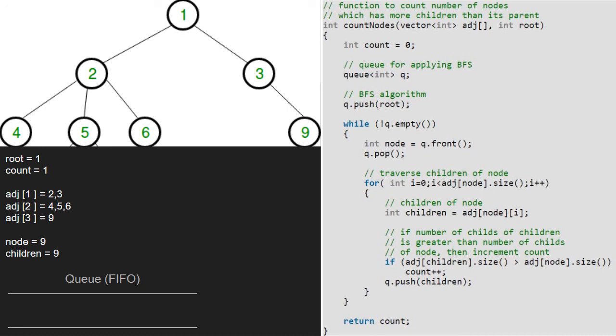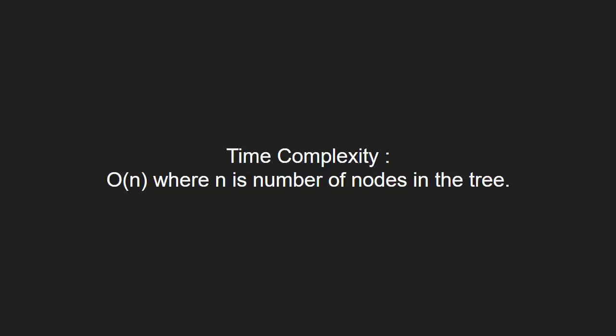With this, we finish execution for this program. Now, let us have a look at the time complexity of the program. This code will run in big O of n complexity. Here, n is the number of nodes in the tree.